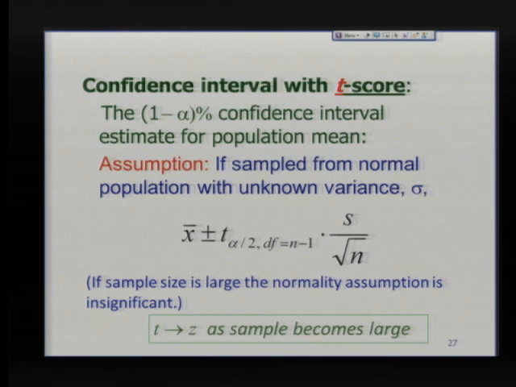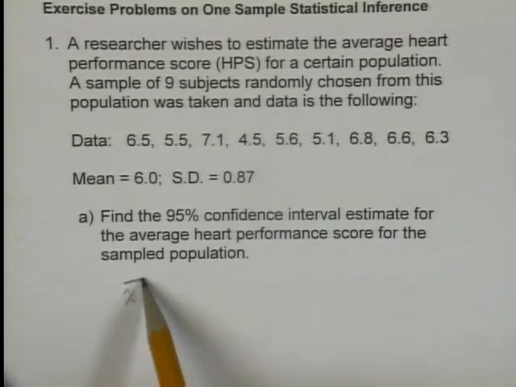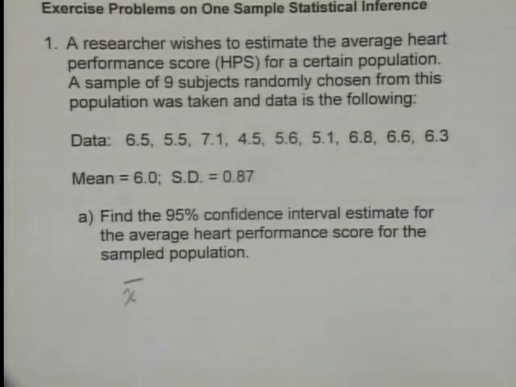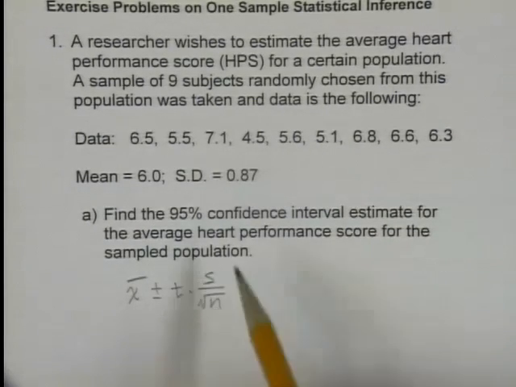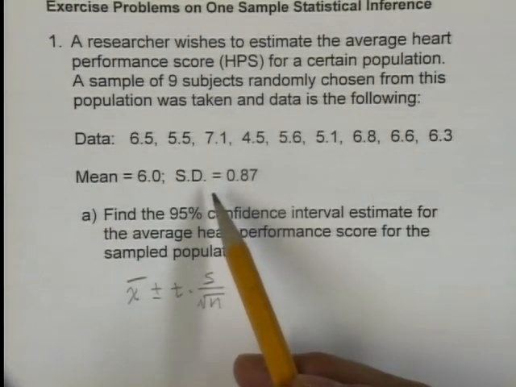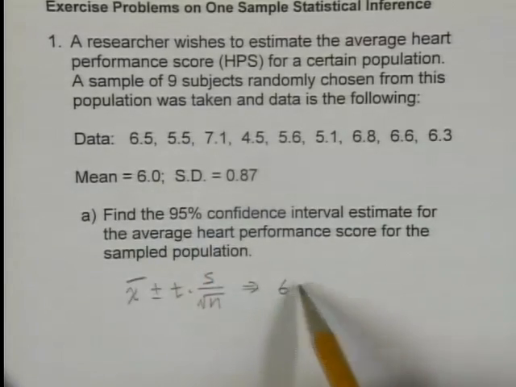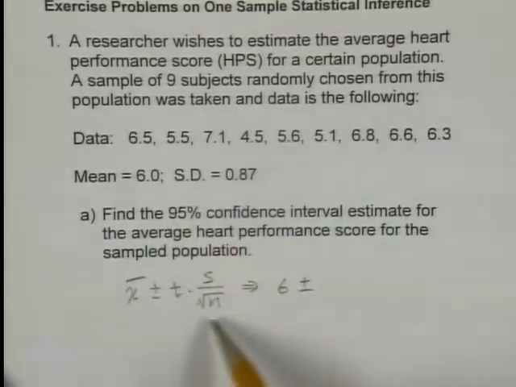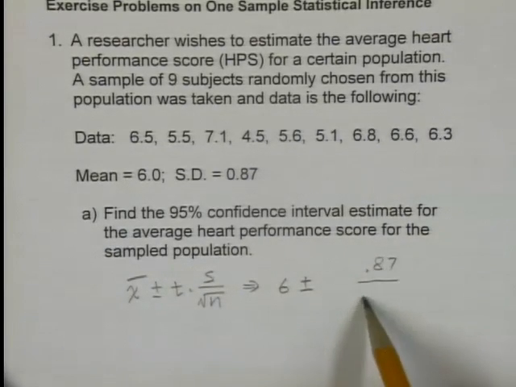Okay. So for this problem, you want to apply that formula: t-score times s over square root n. And I actually calculated the mean and standard deviation for you, right? But in practice, if you do your own problem, let's say for web design, you need to calculate this yourself, right? So that gives you mean is 6 plus or minus t-score. You have to look up the t-score from the chart, right? Standard deviation is 0.87, and divide by square root of 9.